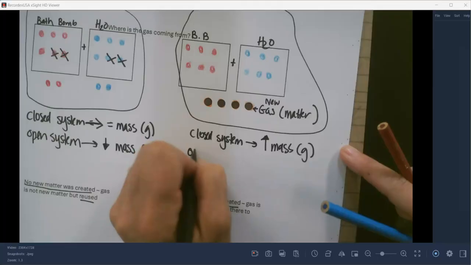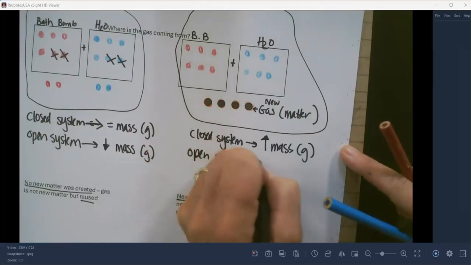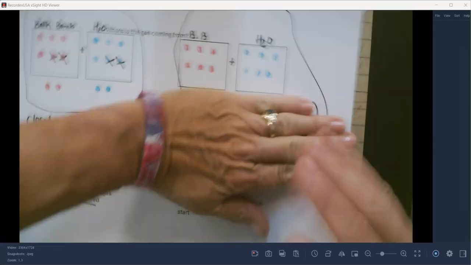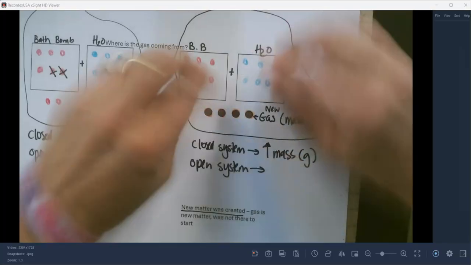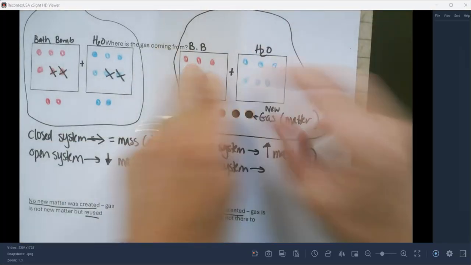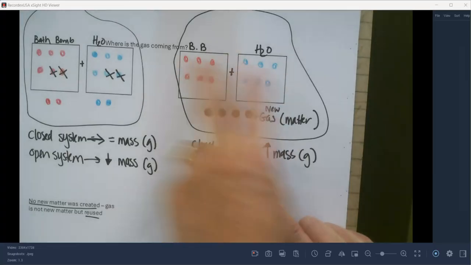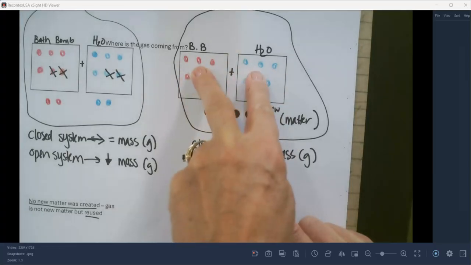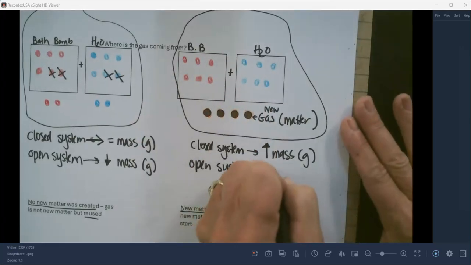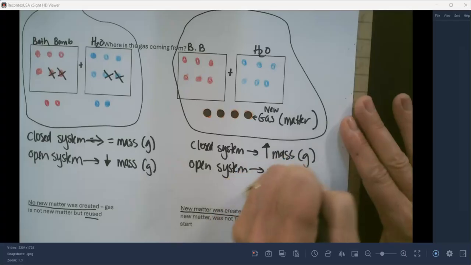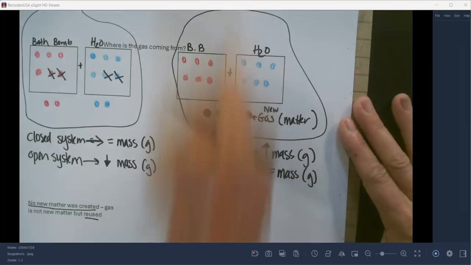In an open system, so we open it up, and if we started with this, and these gases left, we're still going to be left with a bath bomb and water. So in this, if something new was created, we're going to be left with what was there in the first place, whether it's dissolved or not. So if that's the case, we would see in an open system that the mass should stay the same, because whatever we started with is still going to be there, and this gas would escape out in the open system.